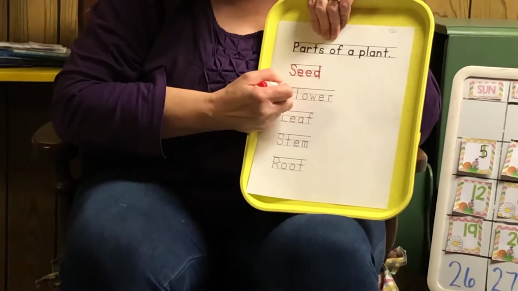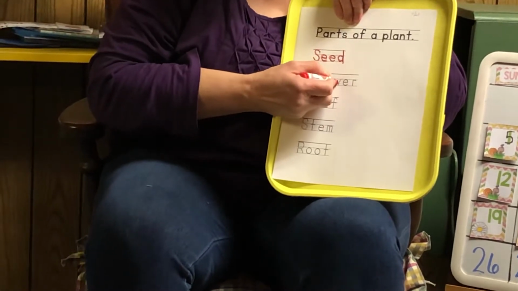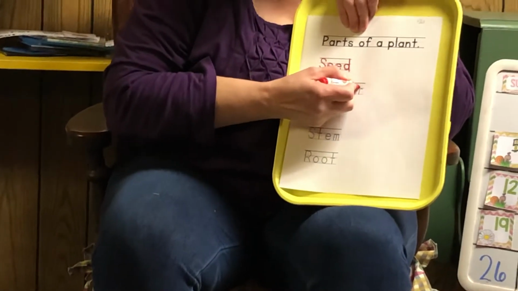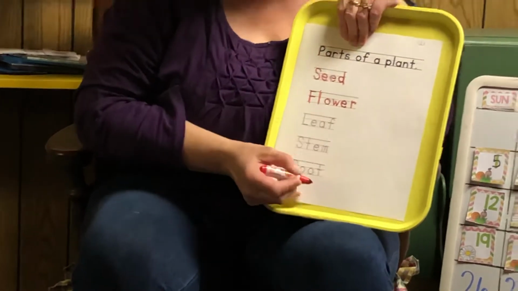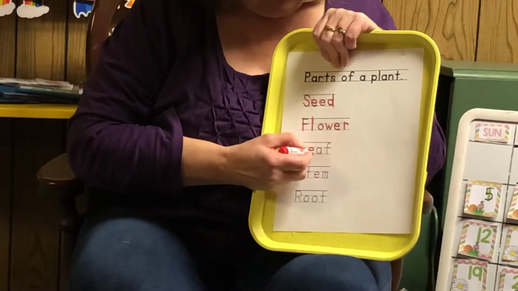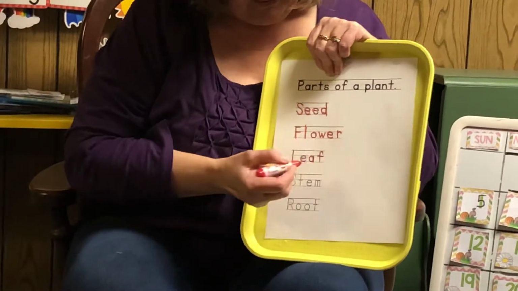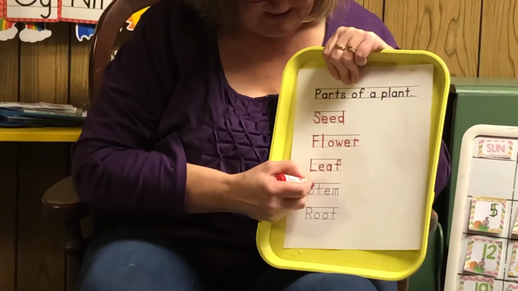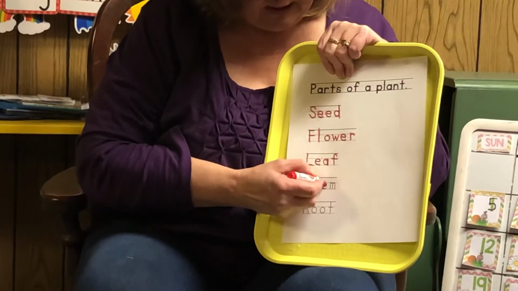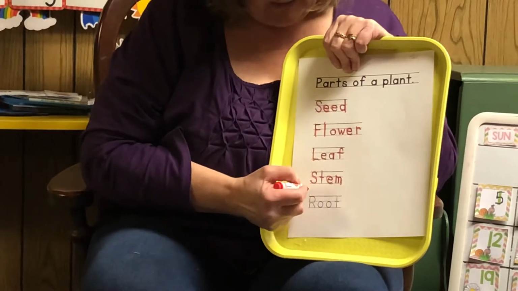The next word is flower. Straight line down for our F. L O W E R. Then there's leaves. L E A F. And the stem. S T E M. And lastly, we have the root.